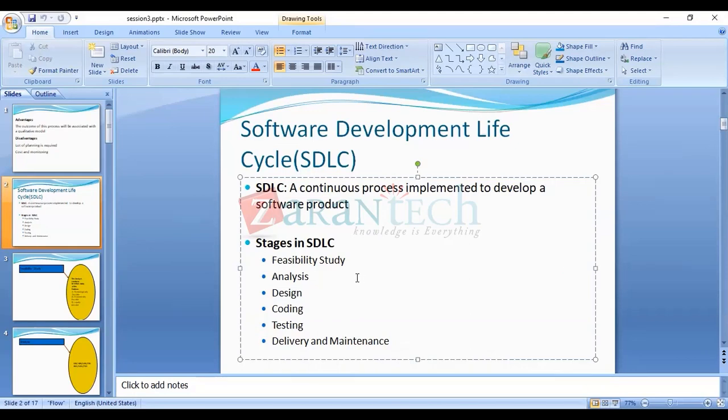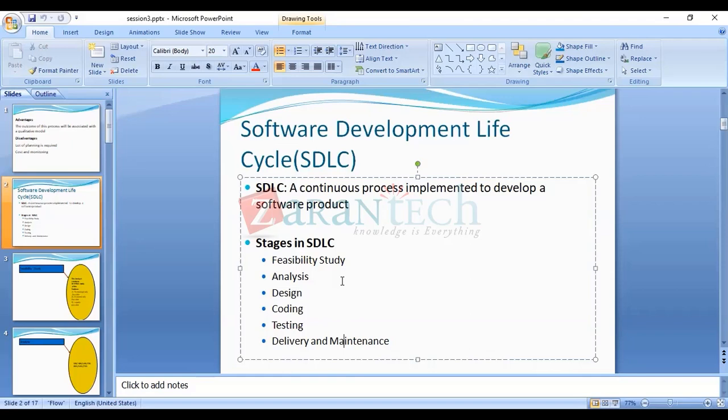In this, these many stages are there. Feasibility study, analysis, design, coding, testing, and delivery and maintenance. You can read it loudly. What's the first one? Feasibility study. Second, analysis. Third, design. Fourth, coding. Then testing, and delivery and maintenance. First one will be feasibility study.